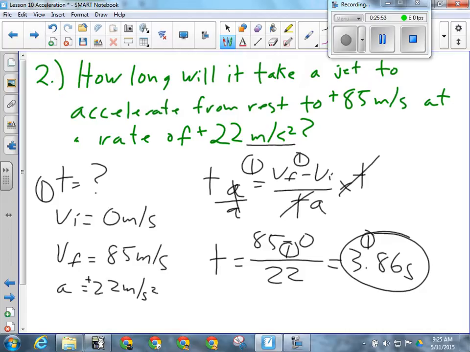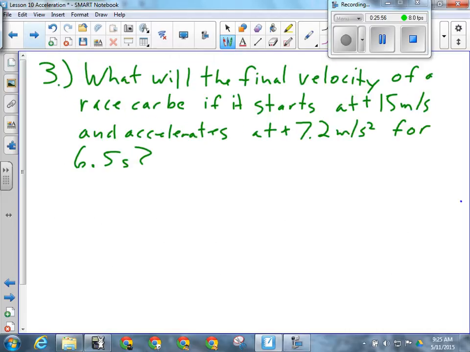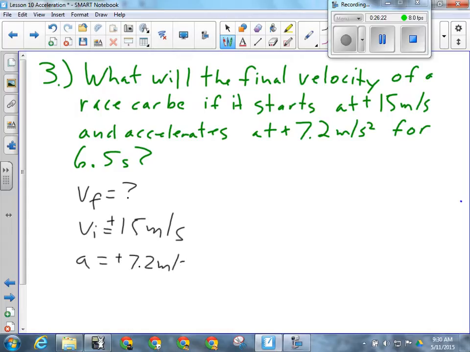Questions on that one? Okay. Try number 3 here. Write it down and give it a try. Okay, so let's have a look at this one. We're looking for final velocity, so we're looking for VF. That's the unknown. Of a race car, if it starts at 15 meters per second, and that's positive, so it's forward, and it accelerates at positive 7.2 meters per second squared for 6.5 seconds. All right, so there's all our info. We're solving for VF here.